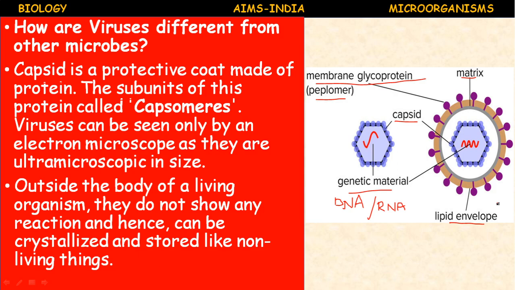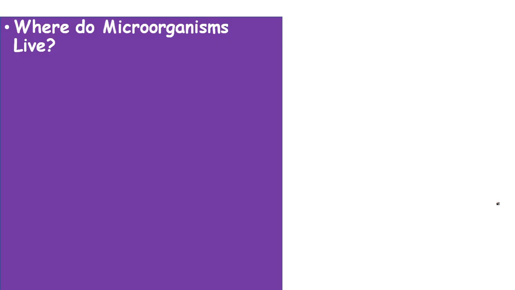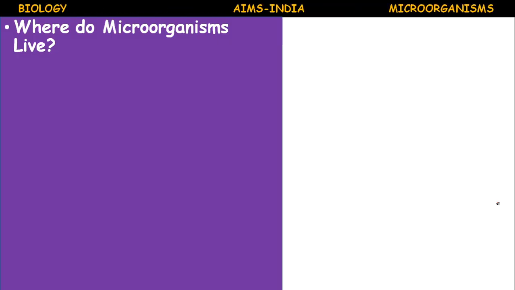Okay, let us proceed. So far we have studied that microorganisms are grouped into 5 types. What are they? Bacteria, protozoa, fungi and algae. After that, the 5th one is viruses. Okay. So where do these microorganisms live?